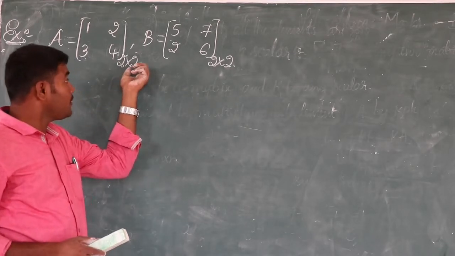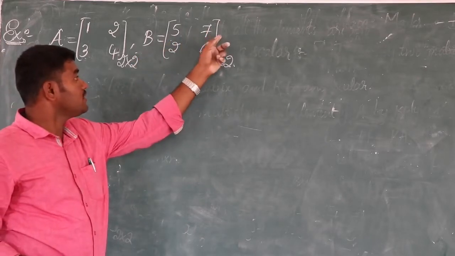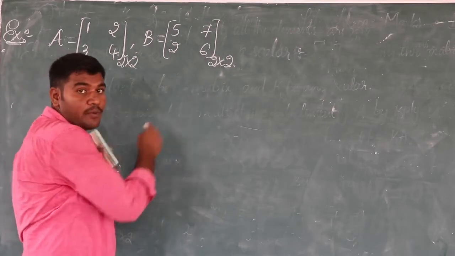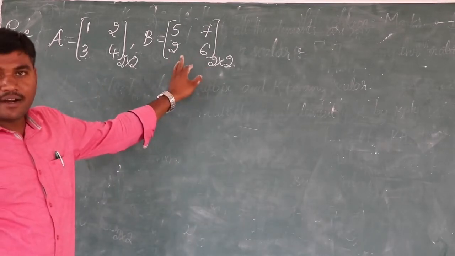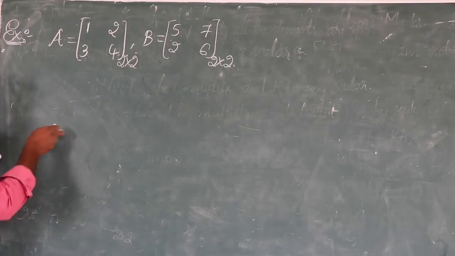Similarly, let us take one more matrix B. Matrix B having the elements, first row elements 5, 7, second row elements 2, 6, and its order becomes 2 by 2 because 2 rows are there and 2 columns are there. Now we are going to find the product of the matrices AB.